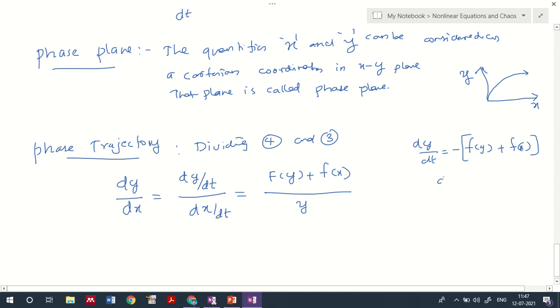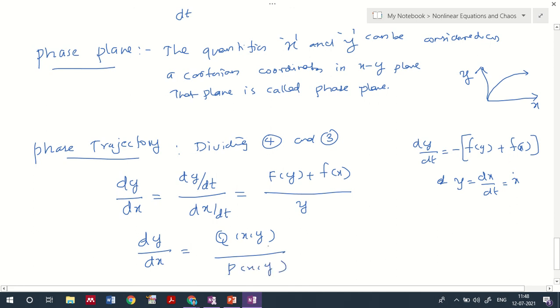Okay, it is y, because y is equal to what? It is dx by dt, or rather x dot. So we can represent that as f of y plus f of x is equal to y. And simply, we can represent this as dy by dx is equal to what? It is q of xy divided by p of xy.